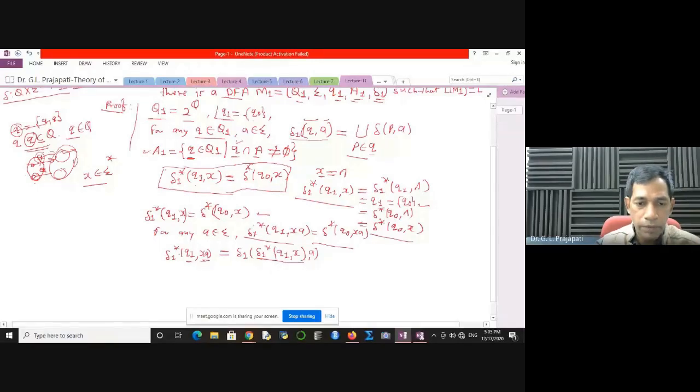This is by the definition of delta star of the DFA. Now we have seen that delta 1 star of Q1, x, we have proved that delta 1 star Q1 x is equal to delta star Q0 x. So in place of that, you can say delta star Q0 x, and you have the A.